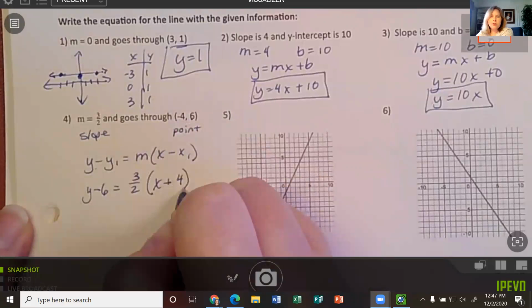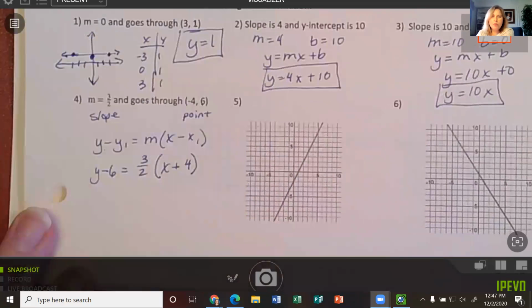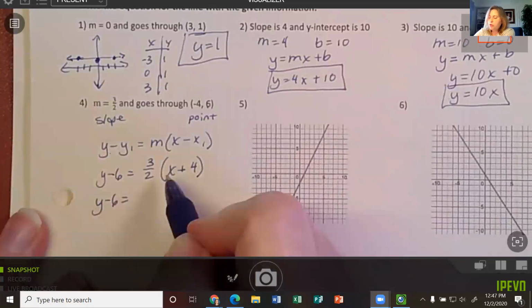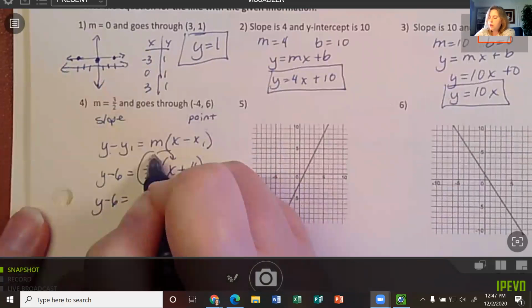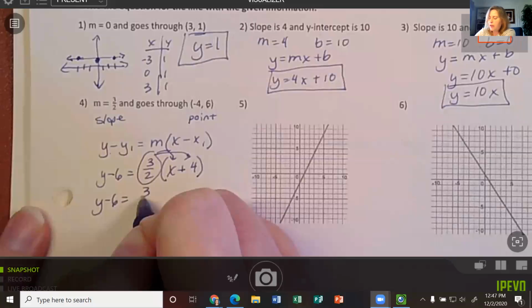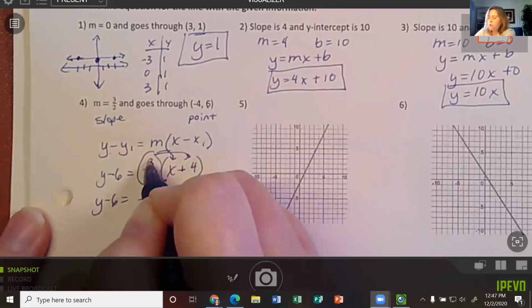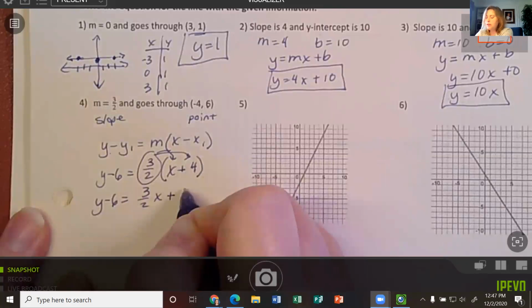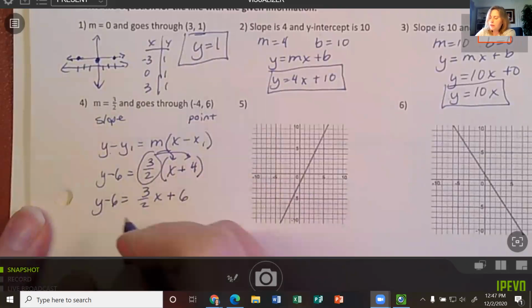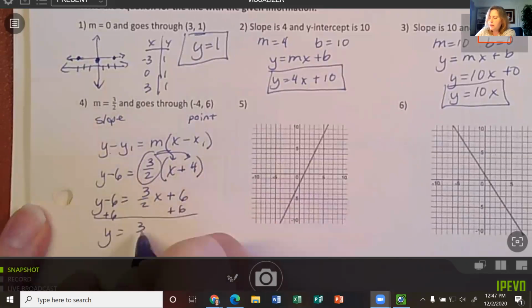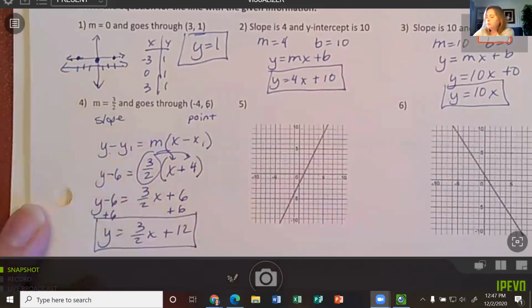Minus -4 is the same as plus 4. Okay, so that's a good answer, but let's go ahead and just for practice manipulate that into slope-intercept form. So we will have y minus 6 equals, then we're distributing this 3/2. So y minus 6 equals 3/2 x plus 3/2 times 4 would be 12/2, which is 6. All right, and then we add 6 to each side to get y equals 3/2 x plus 12. Okay, y equals 3/2 x plus 12.